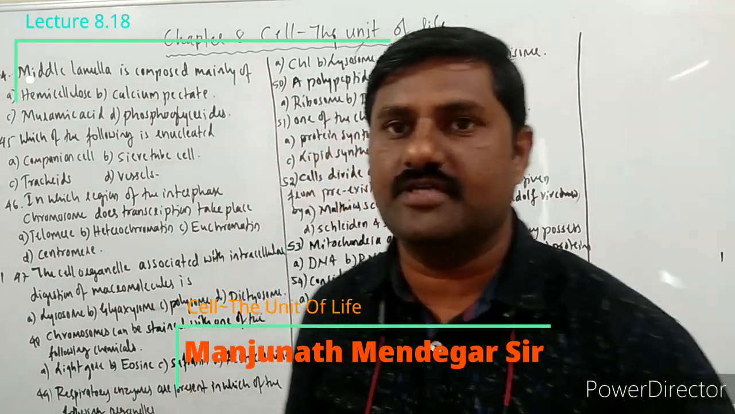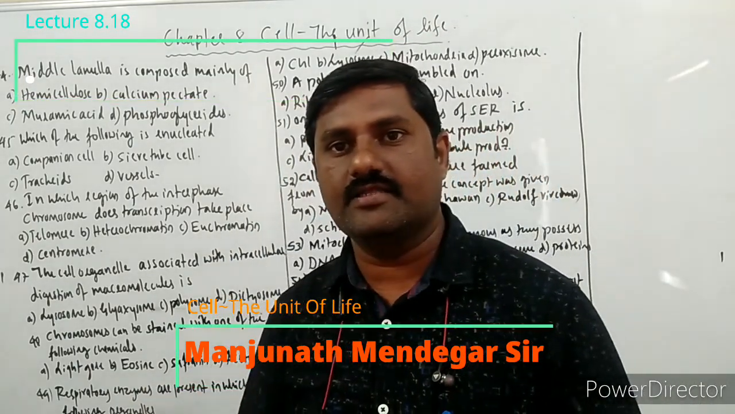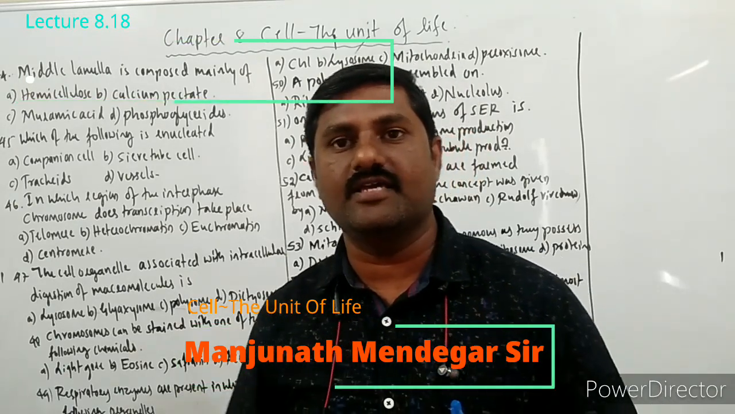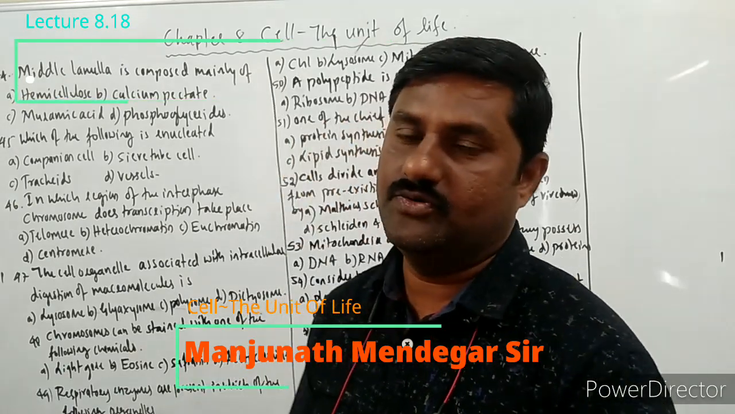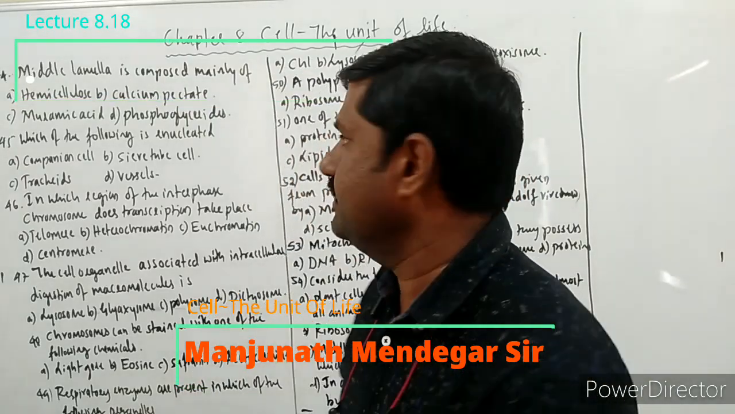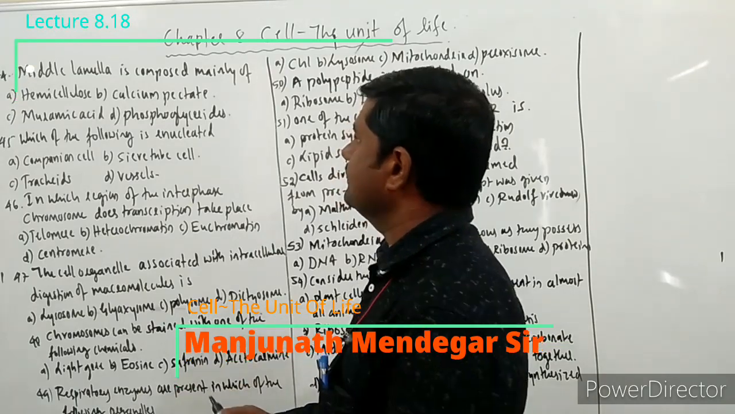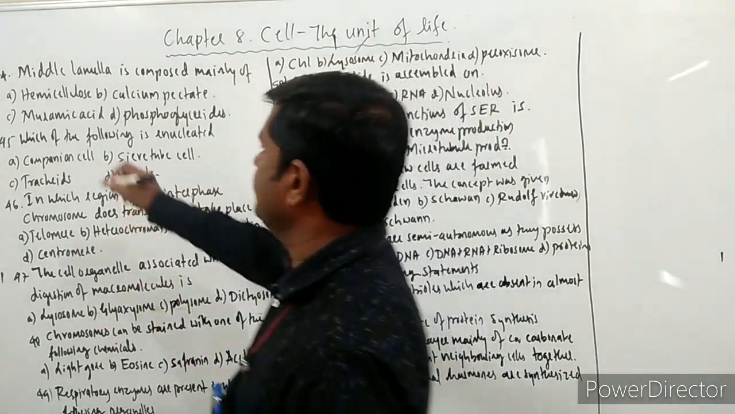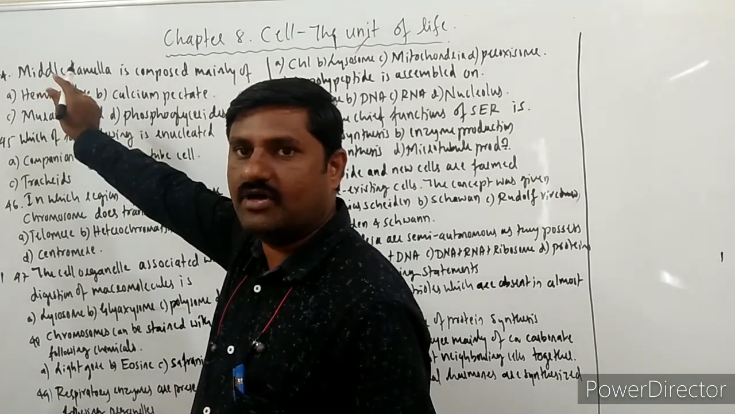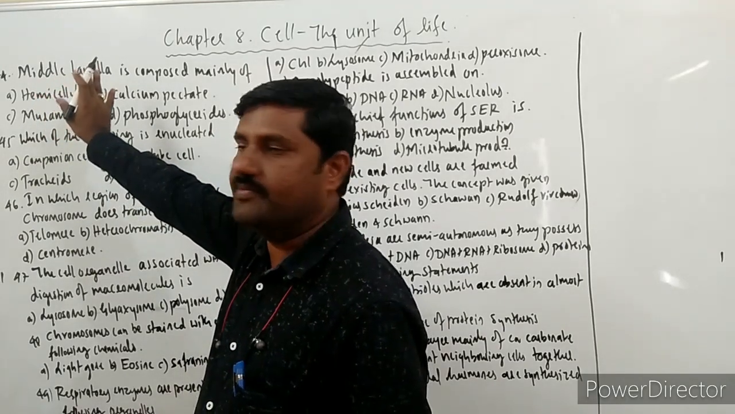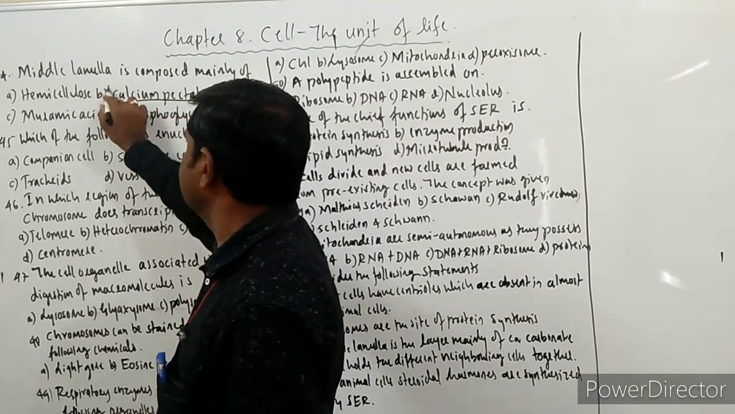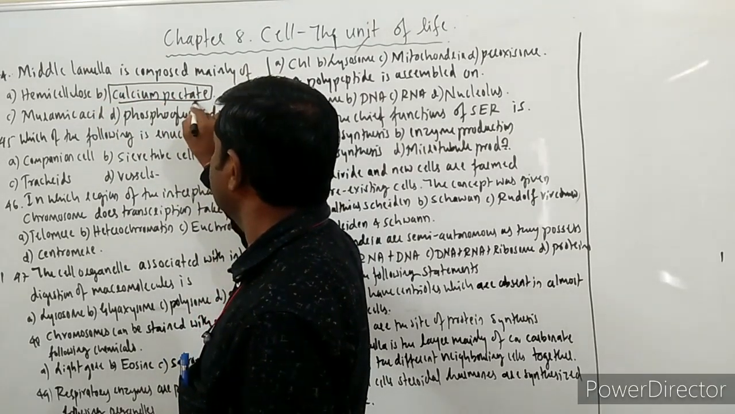In theory we have studied regarding this middle lamella, it is a common cementing layer which is lying between two adjacent cells, which is made up of calcium magnesium pectate itself, right? So that's why, what is the answer? Let us see here. Hemicellulose he has given. Of course it is also one of the components of the cell wall, but not the middle lamella. So it is calcium pectate. So this is the correct answer for this question.